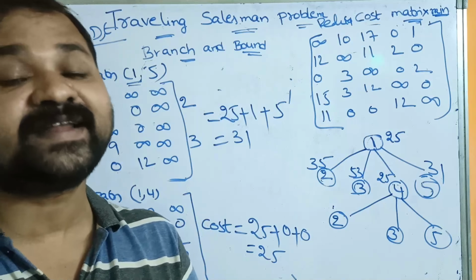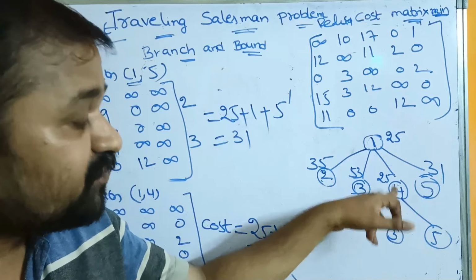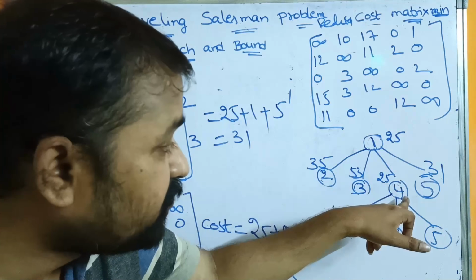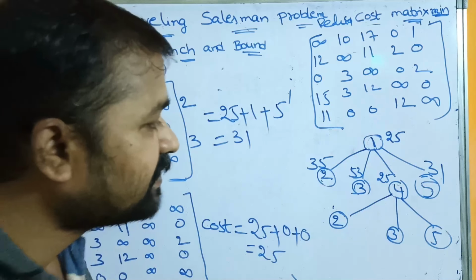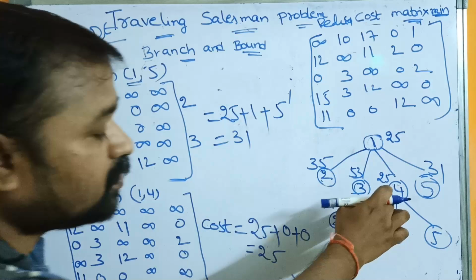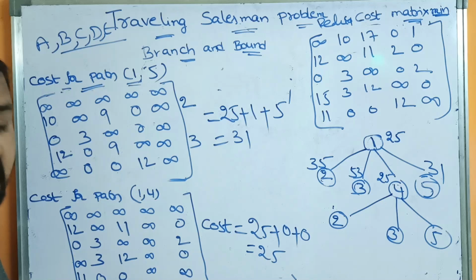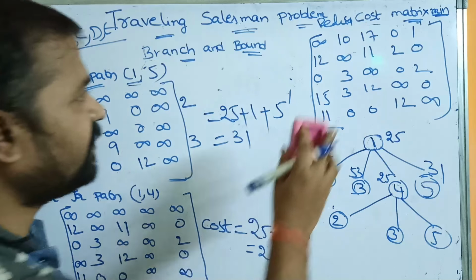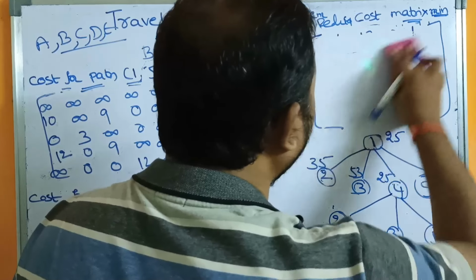So on which matrix we have to perform the operation? Out of 2, 3, 4, 5, which path is having reduced cost here? This 1 to 4 path is having a minimum value. So we have to perform operation on this matrix, the 1 to 4 matrix. Okay. Why? Because this matrix is having lesser cost. So let us note down this matrix now.